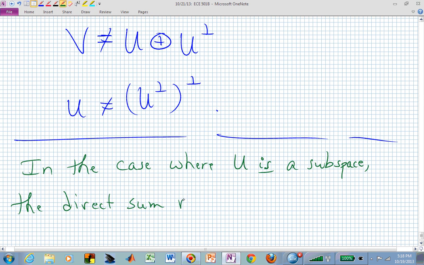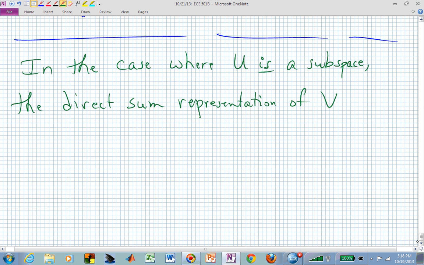The direct sum representation of V, of our linear vector space, implies there is a unique decomposition. Remember what the direct sum decomposition allowed us to do: now we can take vectors from the individual subspaces making up the direct sum decomposition.